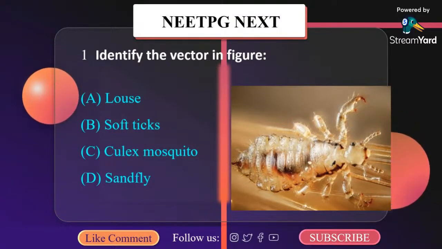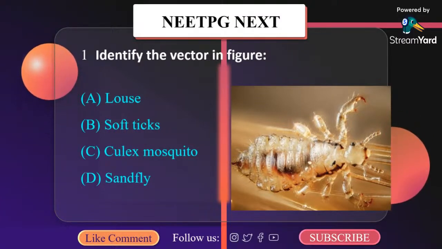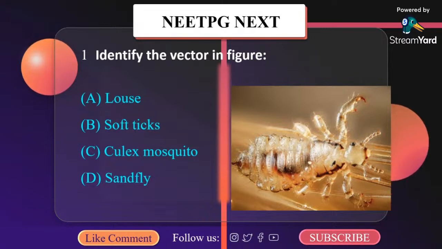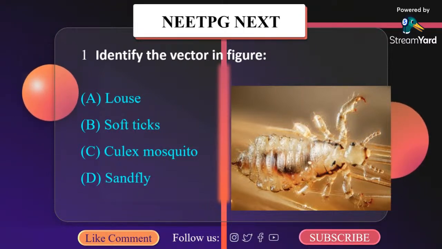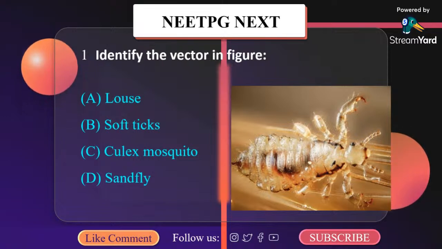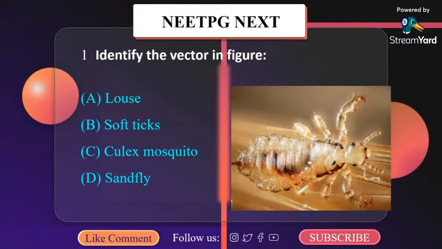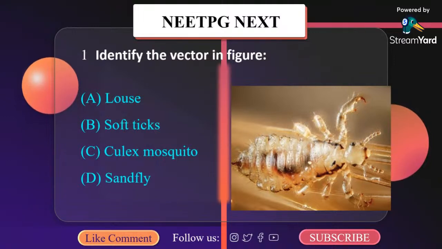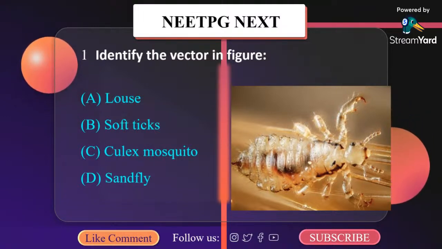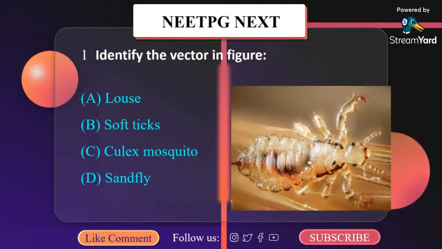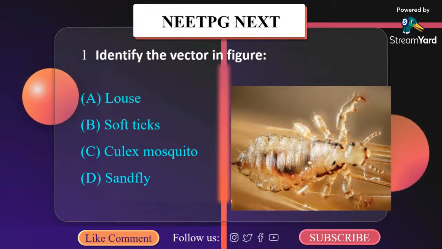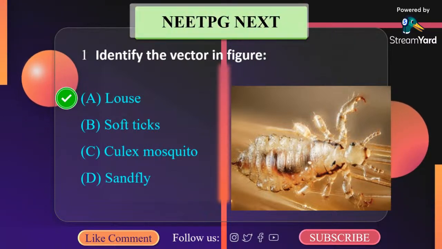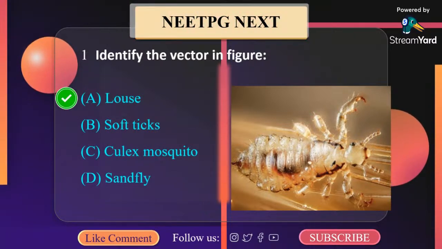Let us move forward to the next question. Identify the vector in the figure. A. Louse, B. Soft tick, C. Culex mosquito, D. Sandfly. What do you think is the correct answer here? It is definitely not sandfly. It is definitely not Culex mosquito. Your time starts now. The correct answer here is louse.